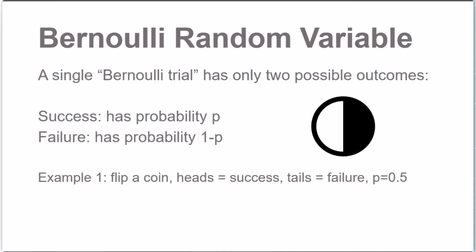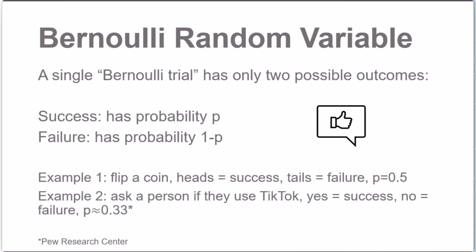Another example of a Bernoulli trial or a Bernoulli random variable would be taking a randomly selected adult in the US and asking if they use TikTok. We'll call here yes a success and no a failure. The probability of success in this case would be about 0.33. This is based on a Pew Research Center survey that indicated that about 33% of US adults use TikTok. So the probability of any given person saying yes here is based on that kind of empirical result.